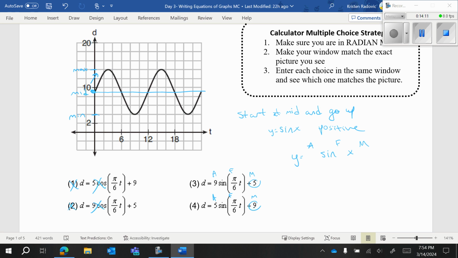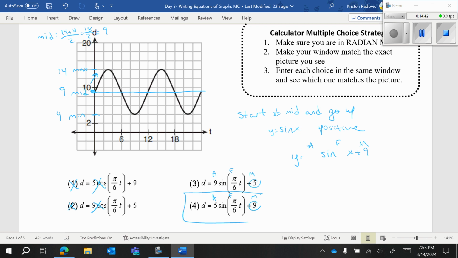And if you don't realize that, this is 12. No, I lied. This is 14. And this would be 4. The middle of 4 and 14 is 9. If you don't know that, your midline is your maximum plus your minimum divided by 2. And you get that the middle is 9. So because your midline is 9, you're going to add 9 at the end.